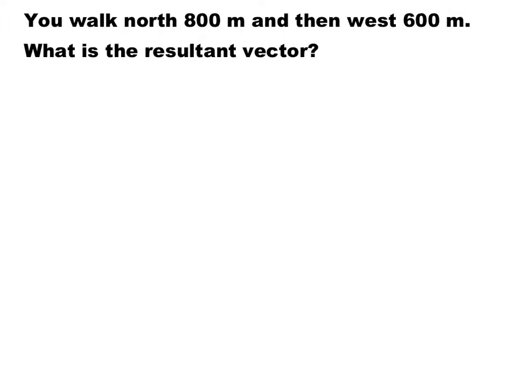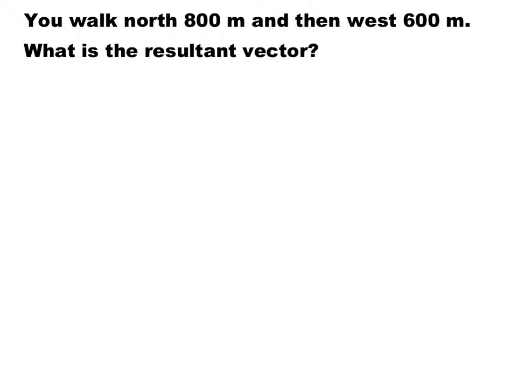In the first example, let's say you walk north 800 meters and then west 600 meters. What is the resultant vector? We are going to do this question in 2 different ways. We are going to use the addition of the two vectors that we talked about, tail to tail or head to tail, and also the component method.